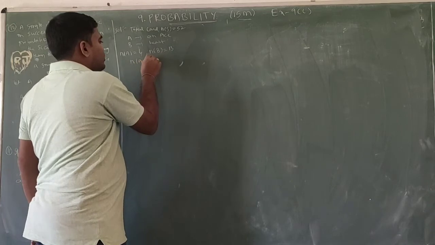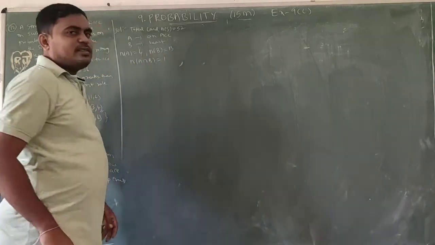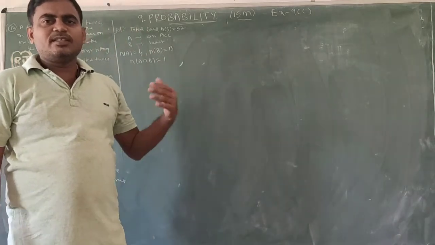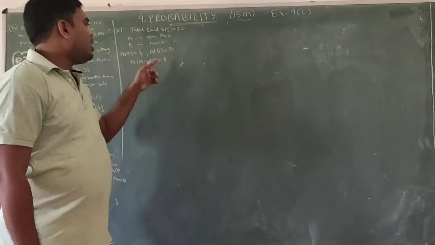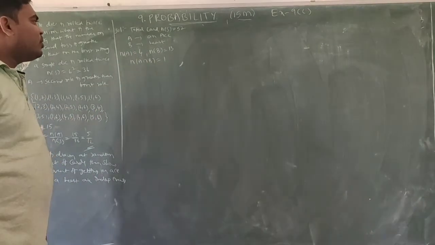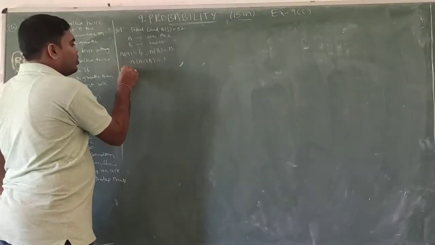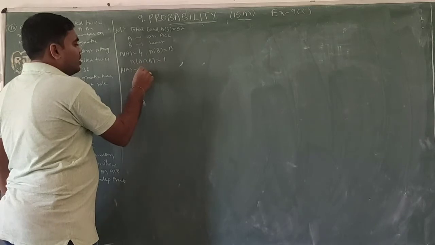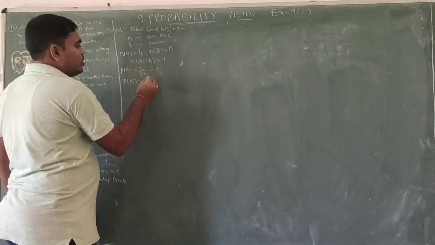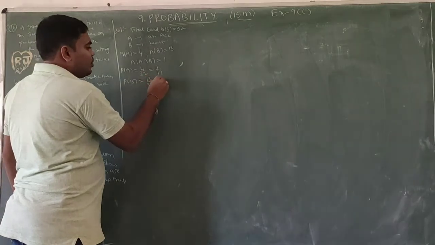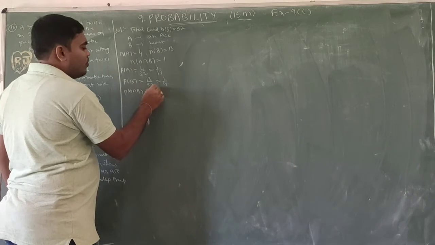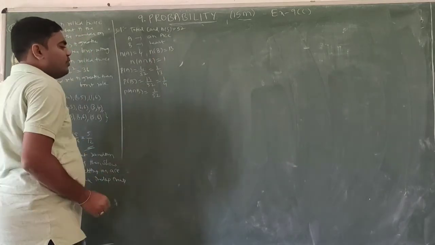N of A intersection B. In hearts 1 ace, club 1 ace, diamond 1 ace, spade 1 ace. So all contain one each. So N of A intersection B equal to 1. So P of A equal to 4 by 52, 1 by 13. P of B equal to 13 by 52, 1 by 4. P of A intersection B equal to 1 by 52.